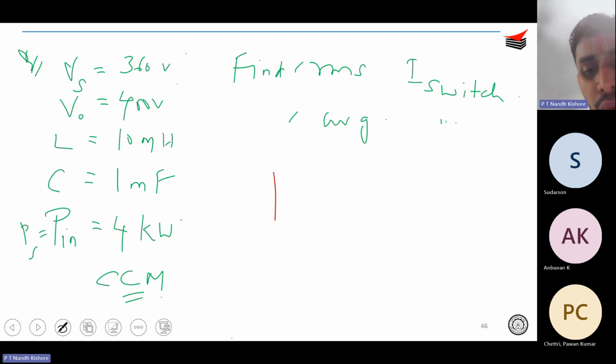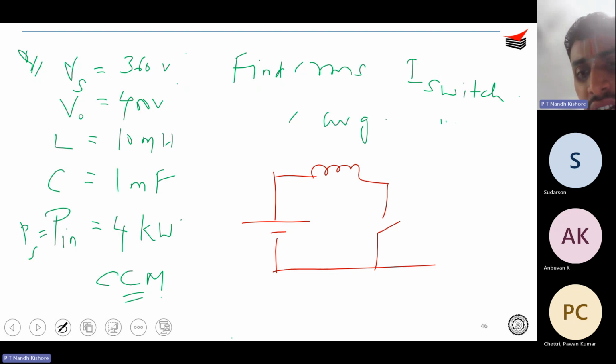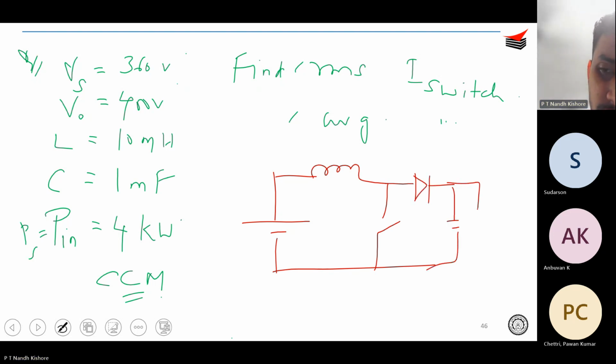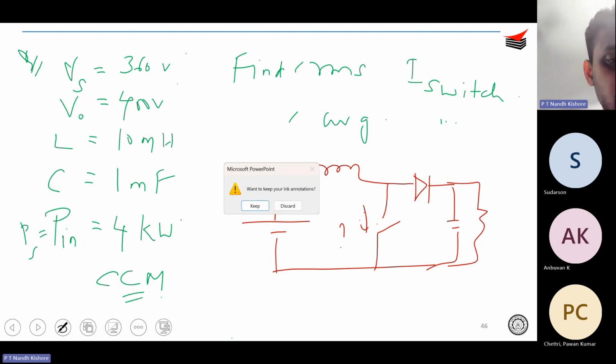For example, in a boost converter, you have something like this is your switch, right? This is your diode. Find the RMS current through the switch and average current through the switch. Okay, simple. Follow the same technique. Draw it and draw the waveforms and you get the answer.